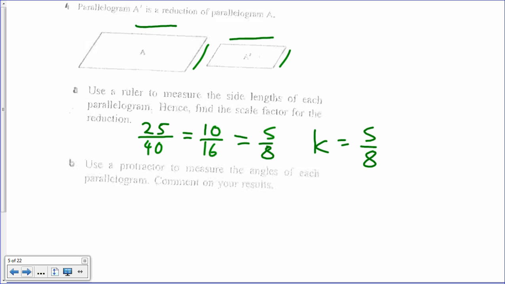Getting our protractors out, we have two sets of angles which are the same size. The first set of angles are going to be 60 degrees, and the second set of angles are going to be 120 degrees.